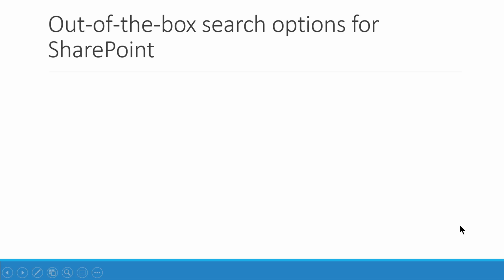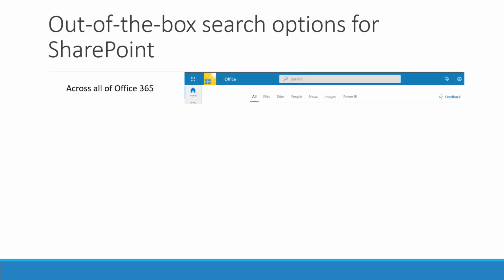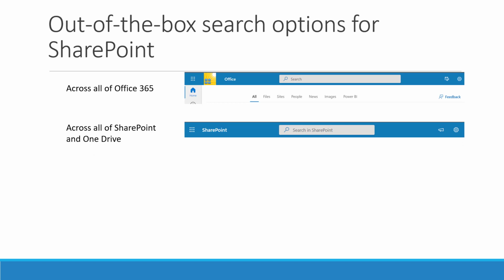If we take a look at the out-of-the-box search options in Office 365, SharePoint, and Teams, they're fairly limited. At the top level, when you're in Office, you can go into the Office 365 search and search across all of Office 365, all documents, anything in Office 365. Very powerful, but also very wide. You can also go into the SharePoint homepage and search across all of SharePoint and OneDrive for documents as well.